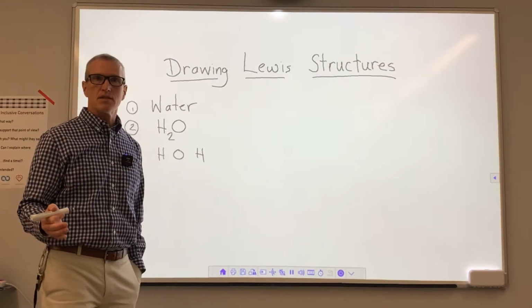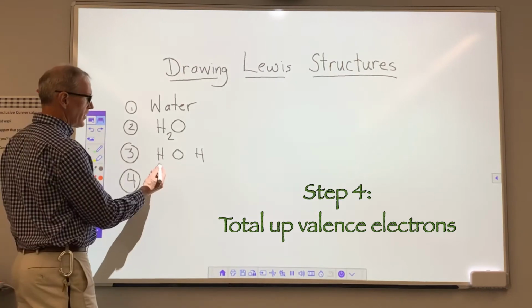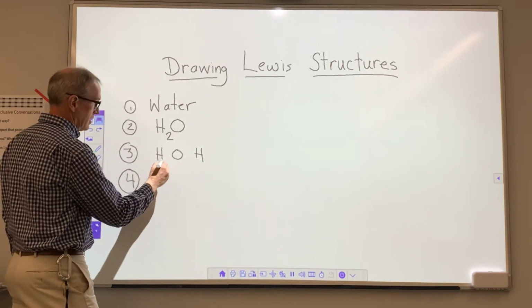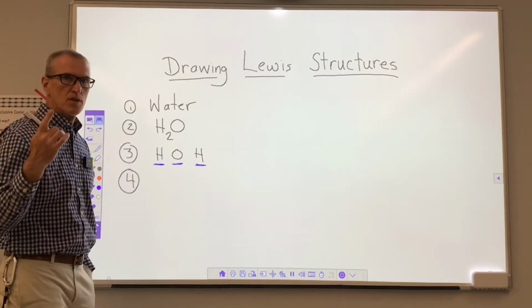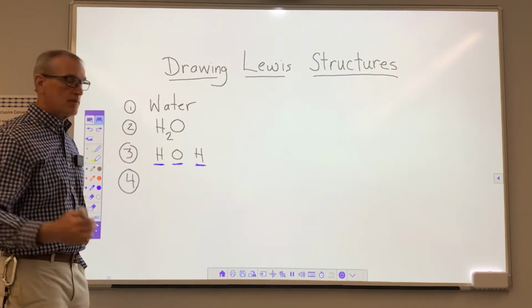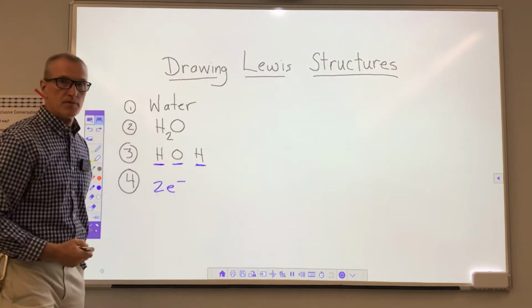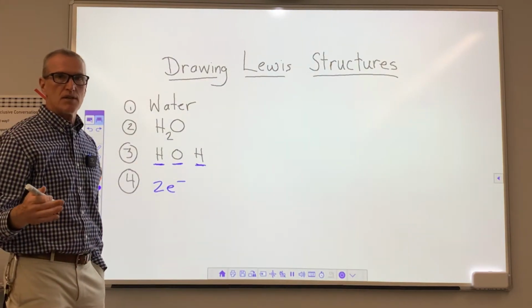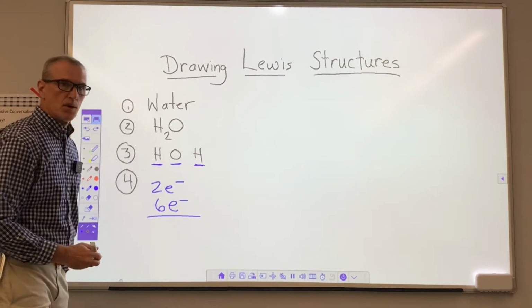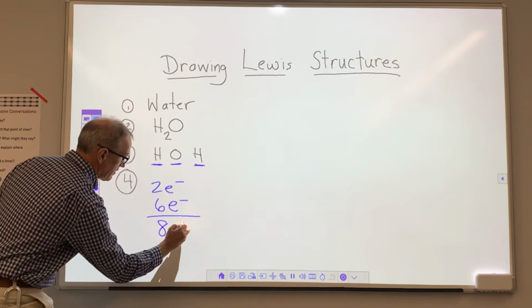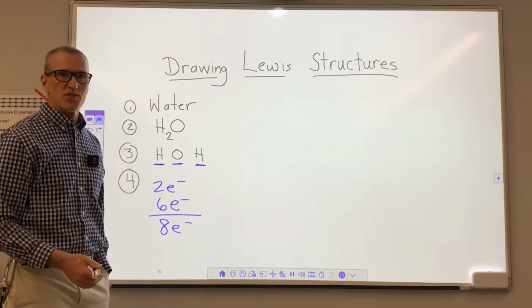That brings us to step 4. How many valence electrons are involved in this molecule? We have 2 hydrogen atoms, and we have 1 oxygen atom. Each hydrogen brings 1 valence electron to the party. So we have 2 valence electrons, 1 from each hydrogen. And we all understand that oxygen brings 6 valence electrons to the party. So we have a total of 8 valence electrons to distribute through this molecule to show its electronic structure.